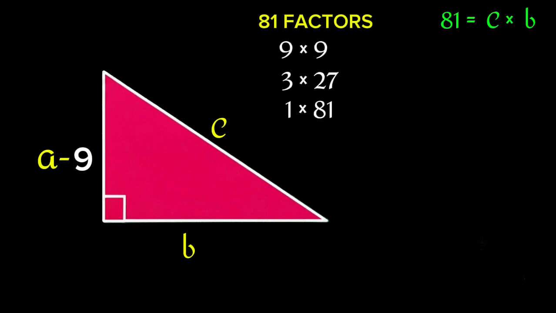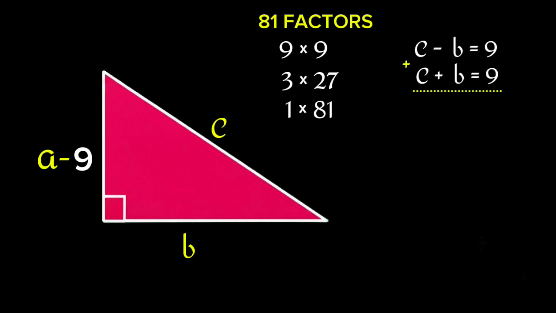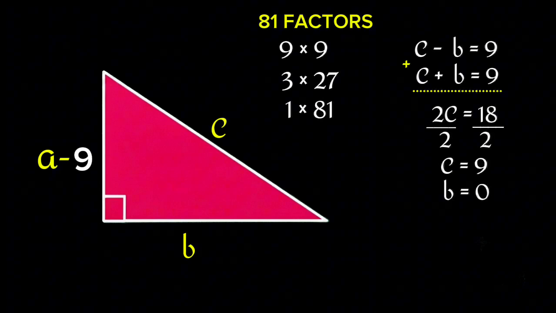First, consider 9 and 9. Suppose c minus b is 9, while c plus b is also 9. If we add these two equations together, we get 2c is equal to 18. Therefore, c is equal to 9. But if c is 9, then b must be 0. A triangle cannot have a base of 0 because it would simply collapse into a straight line. So we eliminate this case.